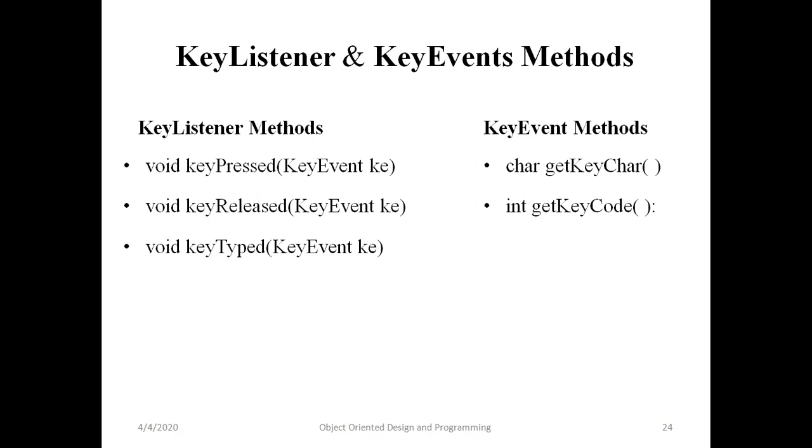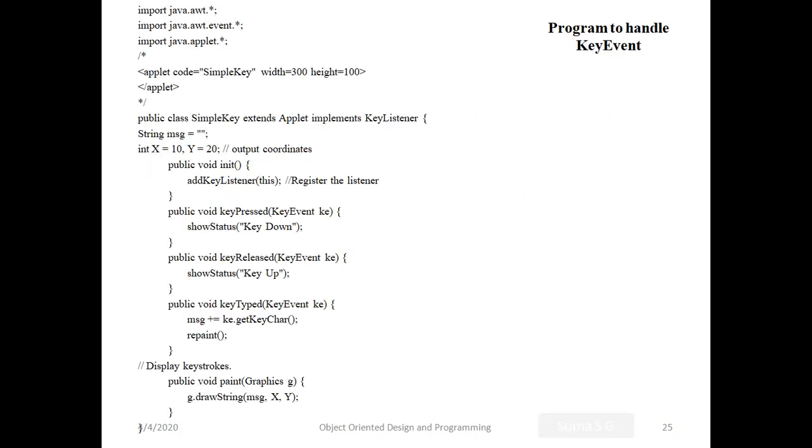So you have to give implementation for all the three methods. Now, what is the event? Key event. There are two methods associated: one is getKeyChar and the other is getKeyCode. Now, let's see how to write a program to handle key event.